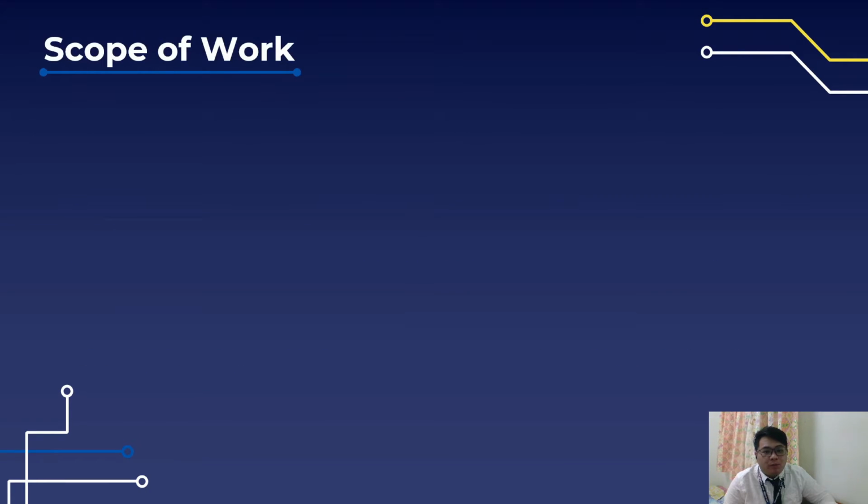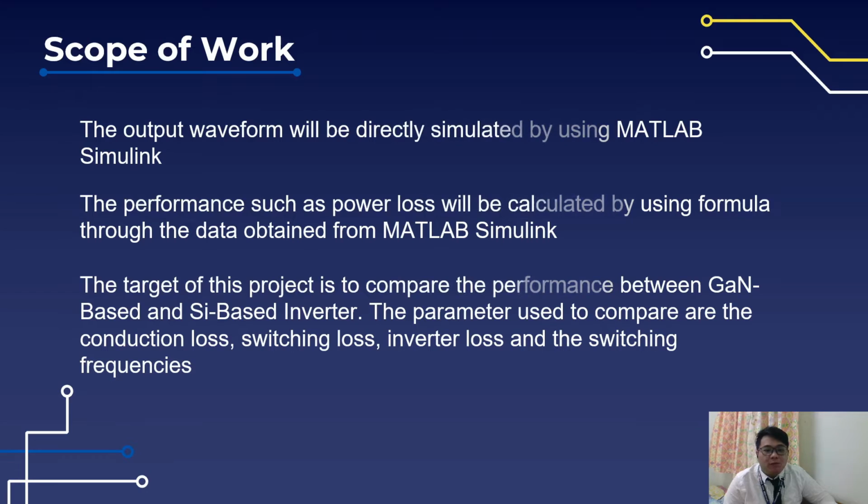For the scope of work, the output waveform will be directly simulated by using the MATLAB simulation software. The performance, such as power loss, will be calculated by using formulas through the data obtained from the MATLAB simulation. Lastly, the target of this project is to compare the performance between gallium nitride-based and silicon-based inverters, and the parameters used to compare the performance are the conduction loss, switching loss, inverter loss, and also the switching frequency.